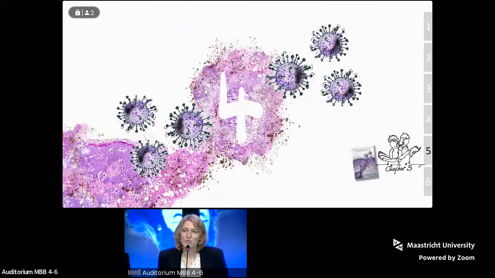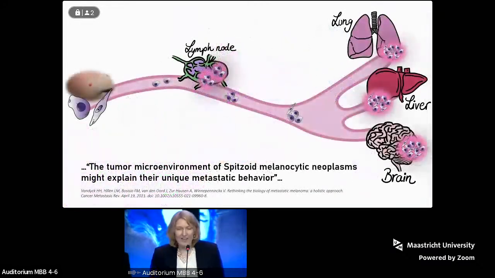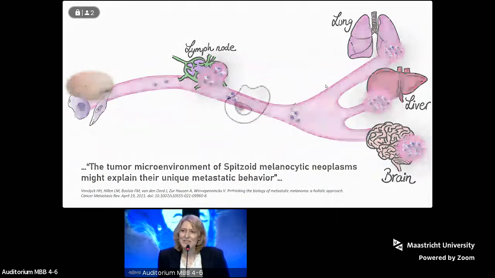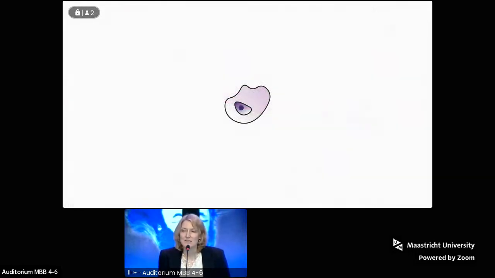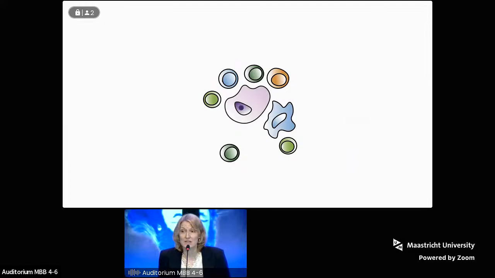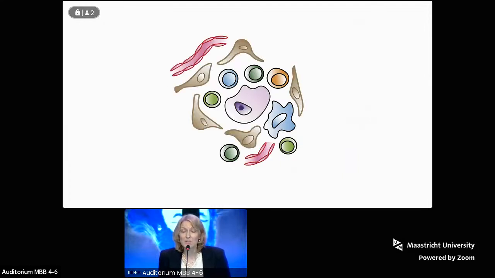Now, more about my studies about the tumor microenvironment of these cells. So again, I want you to think about this: if it's not the tumor genome which decides whether there's lymph node metastasis or distant metastasis, there must be something else, something like the immune system of the patient, individual anti-cancer properties we don't know yet, or the tumor microenvironment around these lesions. So when you look at such a Spitz tumor cell, this cell is surrounded by many inflammatory cells, by stromal cells, and by peculiar blood vessels.